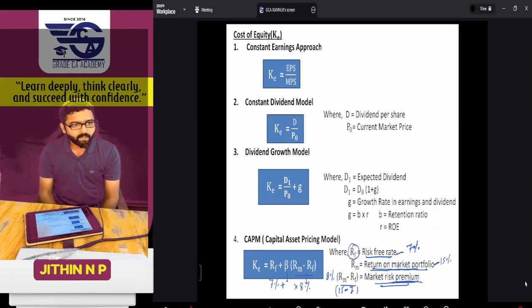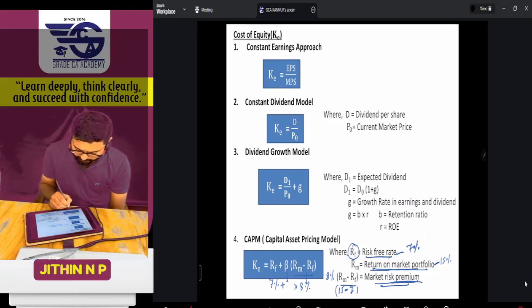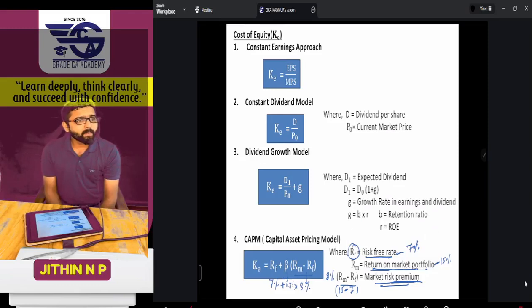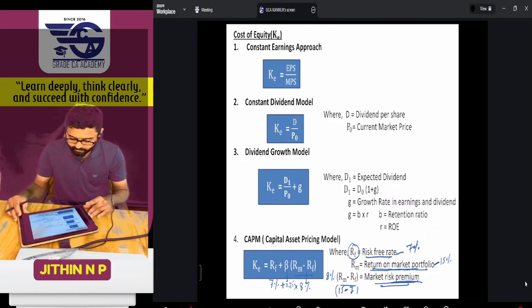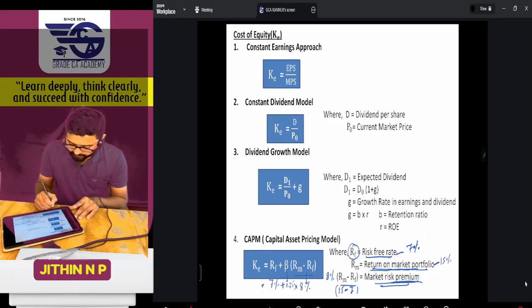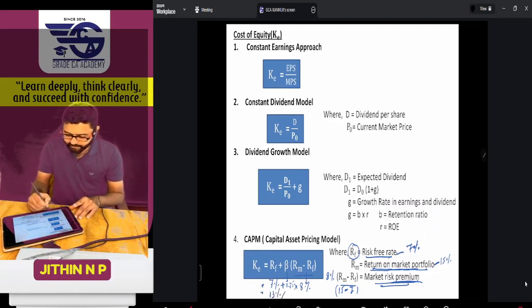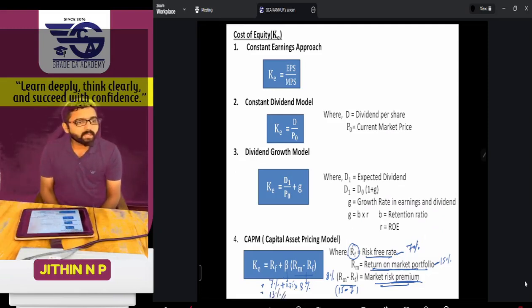Suppose beta is 0.75. Then k is equal to 7 percent plus 8 into 0.75. 8 into 0.75 is 6. 7 plus 6, 13 percent is k. Clear? I hope you got this idea.